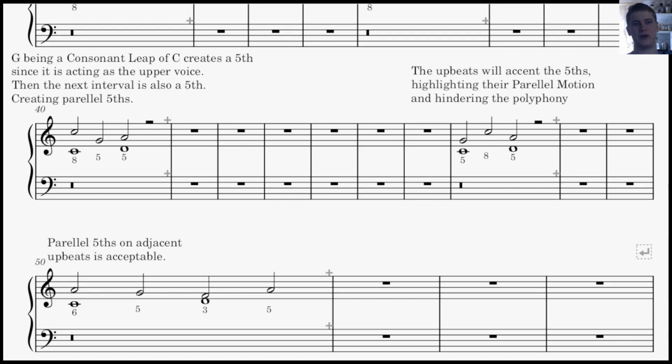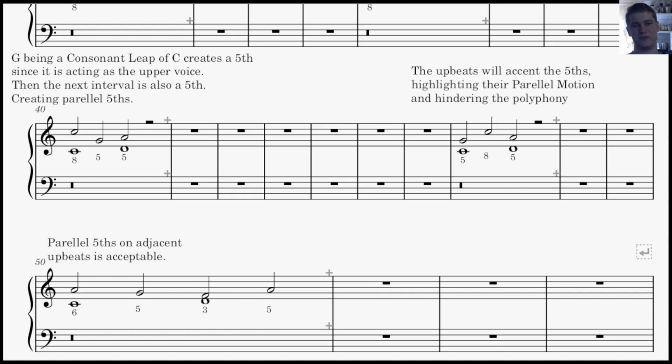So remember, you can have consonant intervals in the up and down beats, but you've got to be careful because look what happens here. We're using consonant intervals, but C to G creates a fifth. Then look at our next harmonic interval. We have another fifth, just one step up, so we have parallel fifths. Parallel fifths or octaves in 2-to-1 counterpoint are just as bad for voice independence as in 1-to-1 counterpoint.